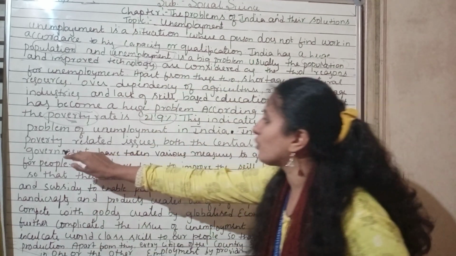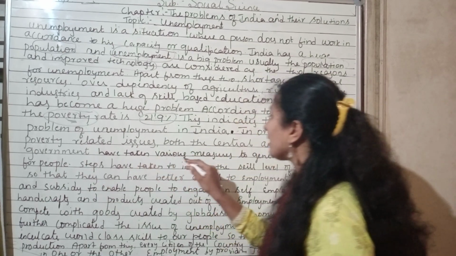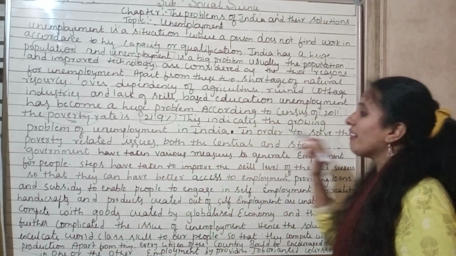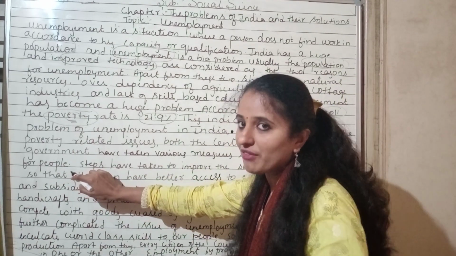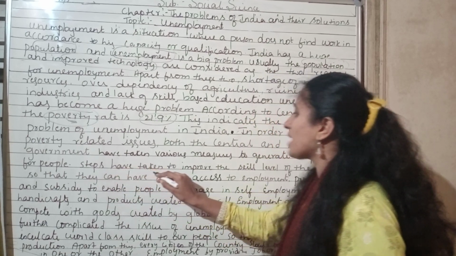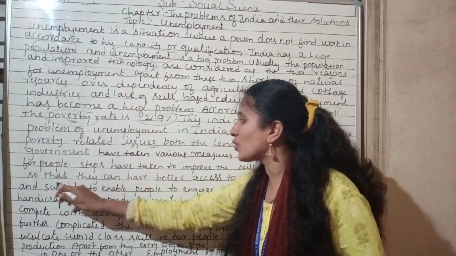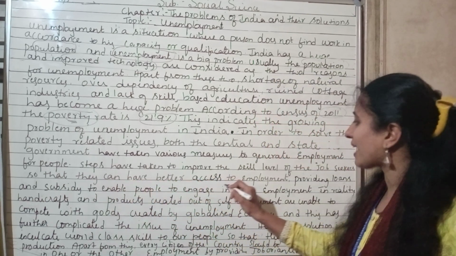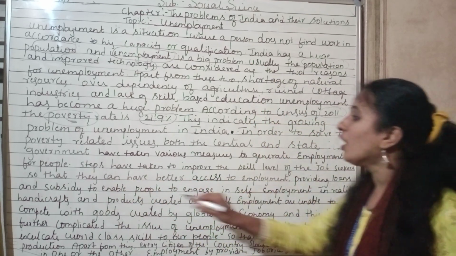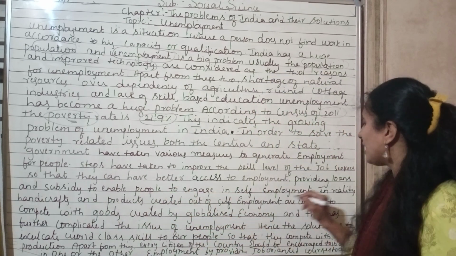So in order to solve the poverty related issues, both the central and the state government have taken various measures to generate employment for the people. Steps have been taken to improve the skill level of the job seekers so that they can have better access to employment, providing loans and subsidy to enable people to engage in self-employment.